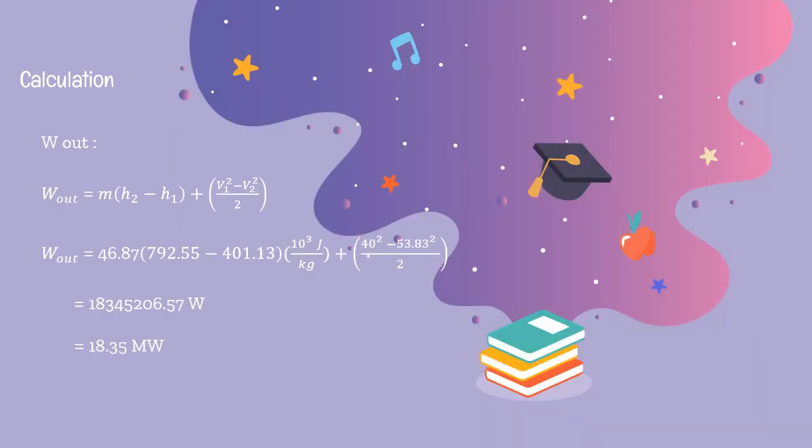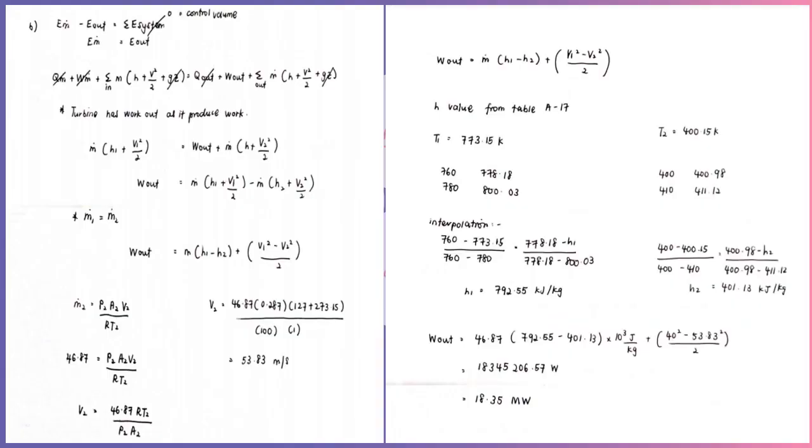Lastly, we have all the values right here. We have m1, h2, h1, V1, V2, and then we can put in all the values and calculate W out, which is 18.35 megawatts. So this is the answer in handwriting.